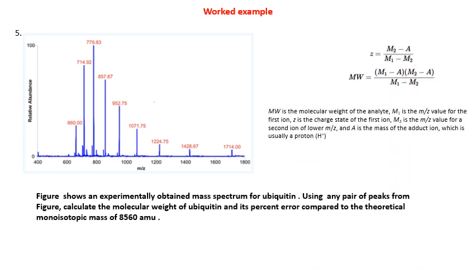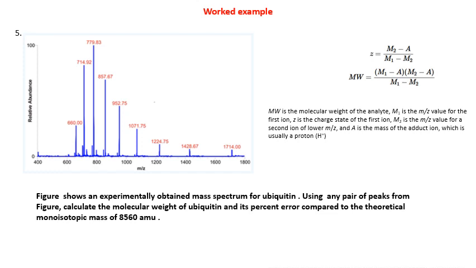Z is the charge state of your analyte. For that you have to calculate (m2 minus A) divided by (m1 minus m2). m2 is the m/z value of your desired peak, minus A. A is basically the mass of the attached ion, which is normally the proton, and m1 minus m2 is the difference between two consecutive peaks. The molecular weight you can calculate using this formula: (m1 minus A) times (m2 minus A) divided by (m1 minus m2).